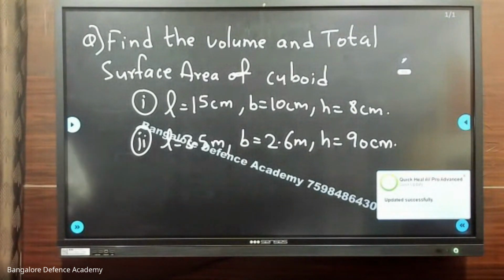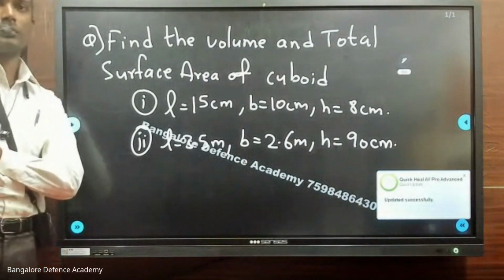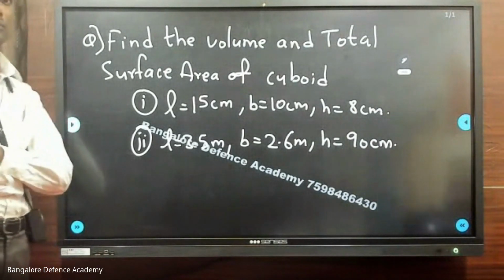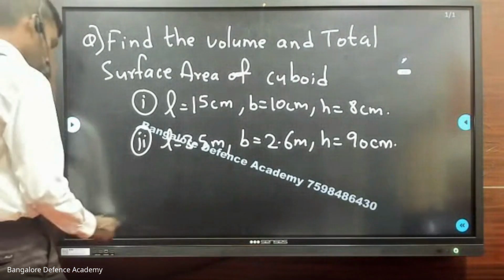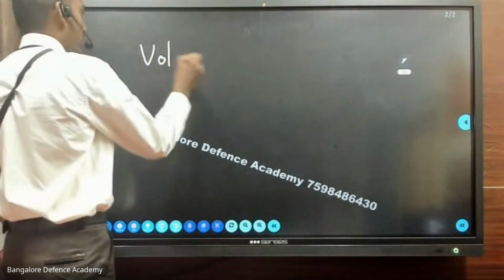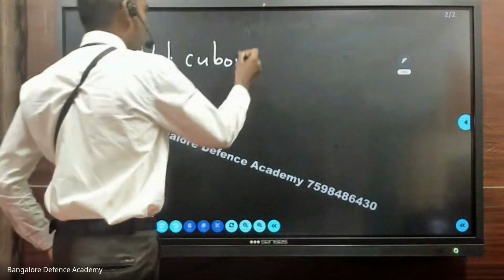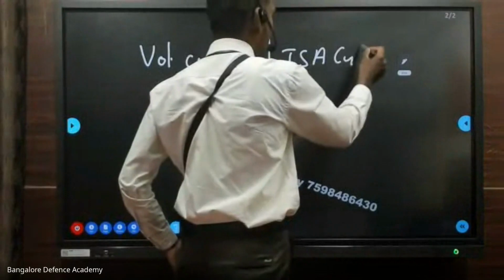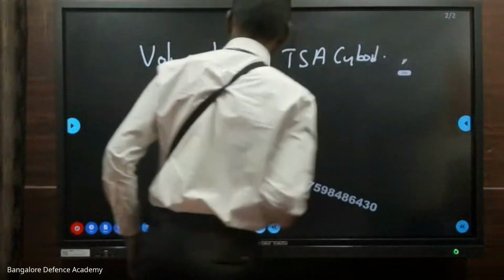सेवन हंड्रेड 700 is what? Total surface area or volume? टोटल सरफेस एरिया. And volume? वन 1200 centimeter. So we are going to find the first one, volume of cuboid, and the second one we are going to find the total surface area of the cuboid. Correct? So this is what they are asking.